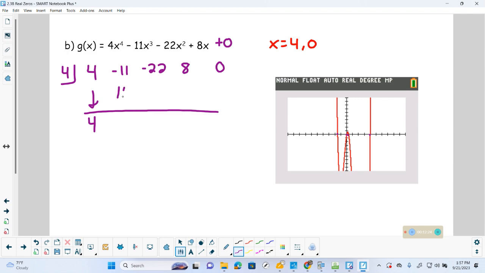4 times 4. Negative 11 plus 16. 4 times 5. Add it up. 4 times negative 2. Add it. 4 times 0, 0, 0. Okay, so let's recover this. I've got 4x cubed.